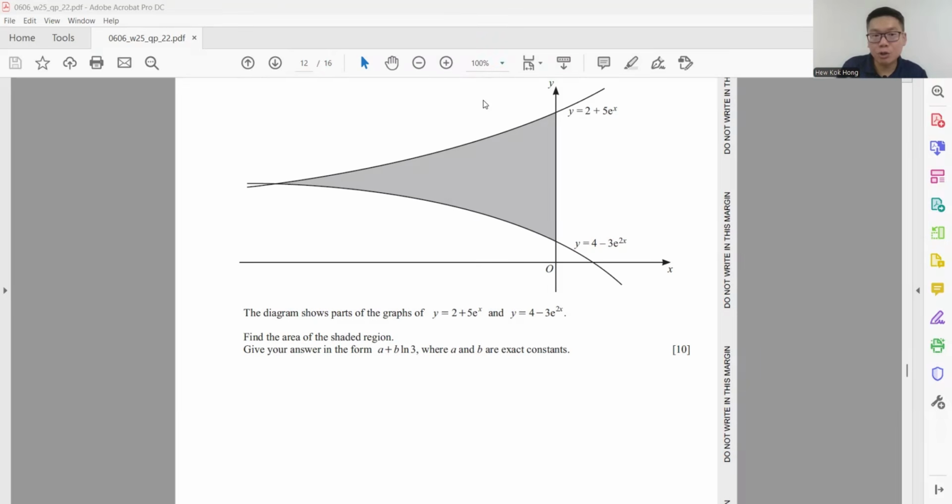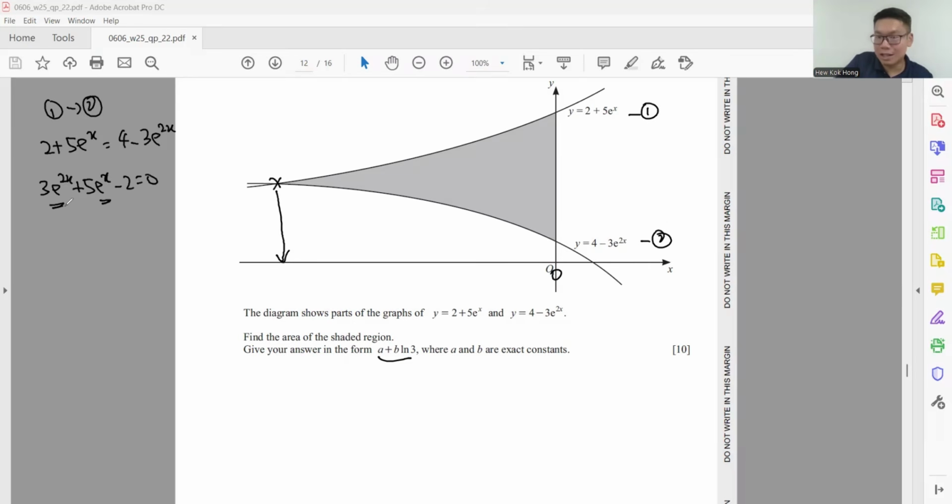Question 10. The diagram shows part of the graph and they ask you to find the area of the shaded region. So this is integration. The answer must be in this form. So we need to know it's from this point to x equals 0. So we need to find what is this point first. That gives us two equations. Then we need to solve the simultaneous equations.